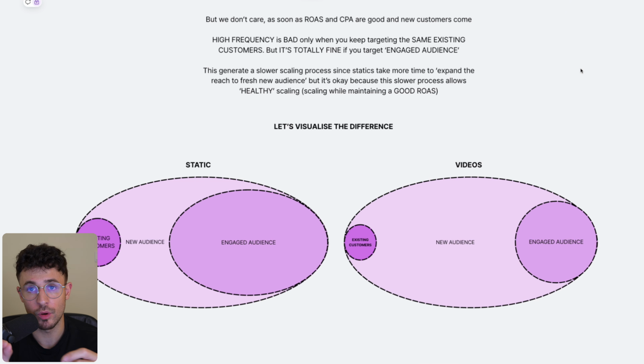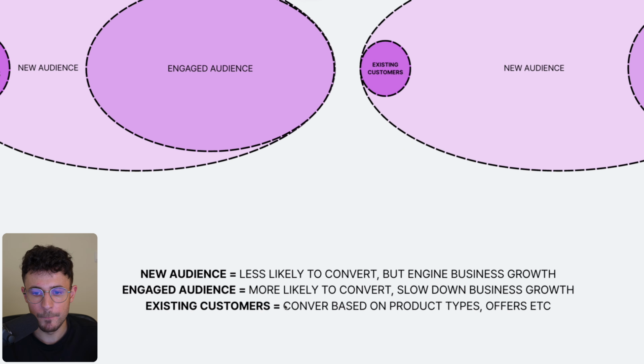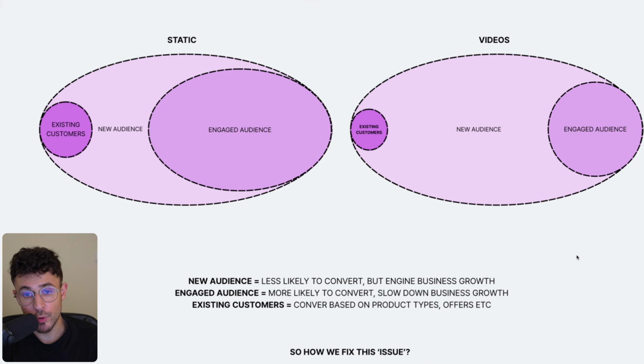But we don't care, as long as the return on ad spend is high, until the frequency gets very, very high. And the way that we fix the high frequency is by using many statics. This is the process. New audience, of course, are less likely to convert, but they engine business growth. Engaged audience are more likely to convert, but they slow down the business growth. Existing customers convert based on top product type offers, which is more tricky. But what you want to do here, ideally, if you use statics, is target a smaller portion of new audience compared to videos. That's why you scale slower.